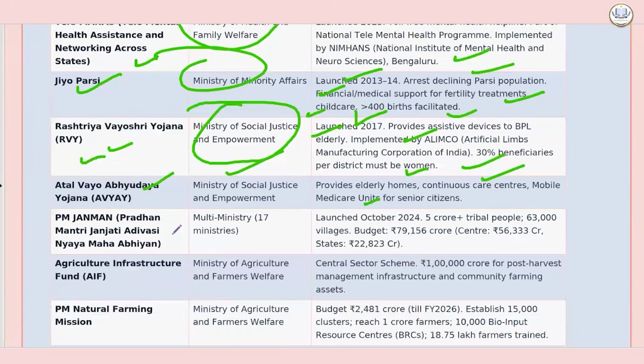We have PM JANMAN, that is Pradhan Mantri Janjati Adivasi Nyaya Maha Abhiyan, multi-ministry, 17 ministries, launched October 2024. 5 crore plus tribal people, 63,000 villages, budget is 79,156 crores, center 56,333 crores, states 22,000 plus crores.